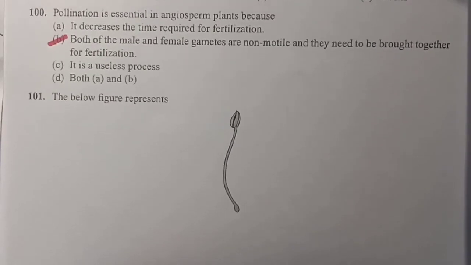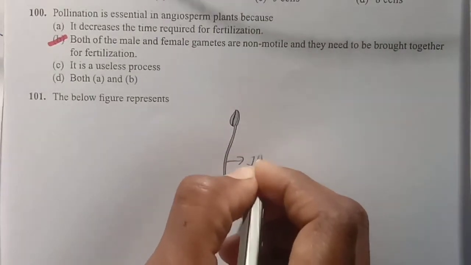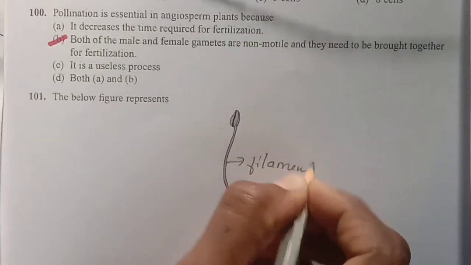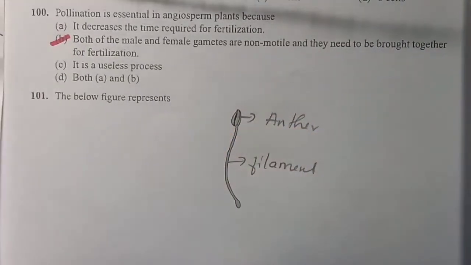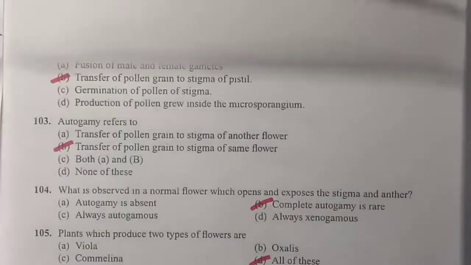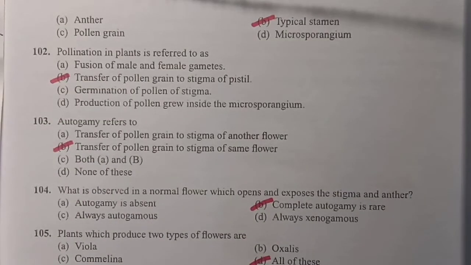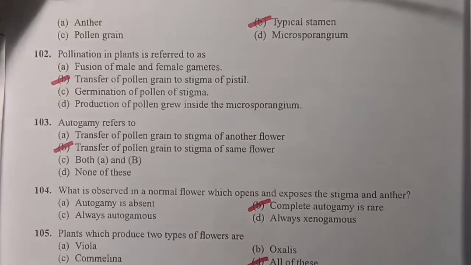And the next question, the below figure represents? It is a typical stamen. You know that the androecium comprises stamens, and each stamen comprises two parts, the anther and filament. This slender part is called the filament and the terminal fertile part is called the anther, and this is a complete stamen. So option B, a typical stamen, is the correct answer.